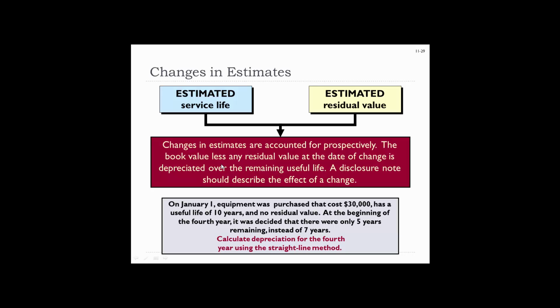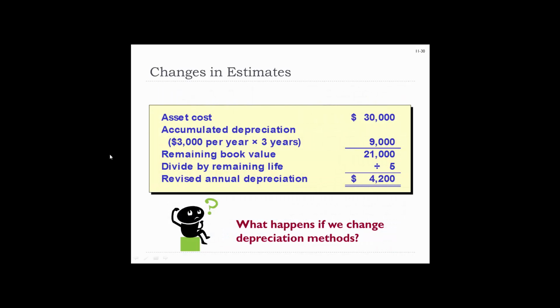On January 1, we purchased equipment for $30,000. It had a useful life of 10 years, no residual. At the beginning of the fourth year, we decided that there were only 5 years remaining instead of 7. Calculate the depreciation from the fourth year on using straight line. Actual cost was $30,000. Accumulated depreciation was $3,000 a year for 3 years. Now we have a remaining book value of $21,000. We're going to divide that straight line by the remaining 5 years. It would have been 7, right? And now our depreciation is going to be $4,200.